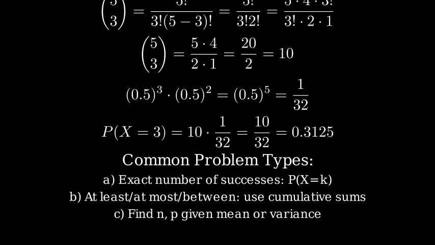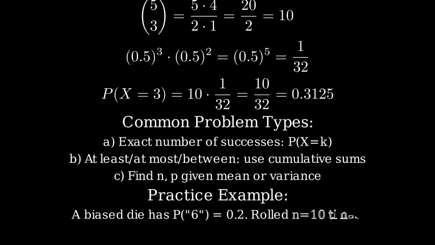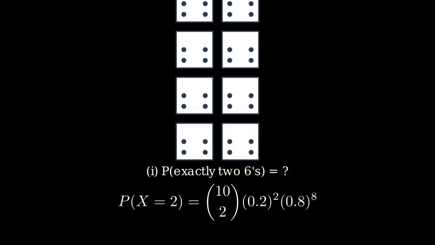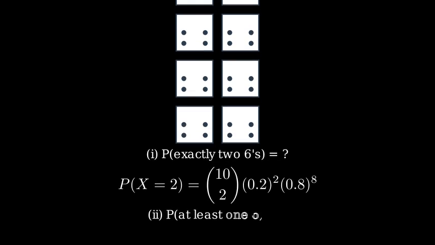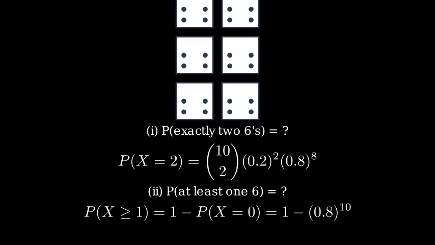Let's solve a practice example to solidify our understanding. A biased die has a probability of showing a 6 equal to 0.2. It is rolled 10 times. What is the probability of getting exactly 2 sixes? Using the formula, that's 10 choose 2 times 0.2 squared times 0.8 to the power of 8. What is the probability of getting at least 1 six? This is 1 minus the probability of getting no sixes, which is 1 minus 0.8 to the power of 10.